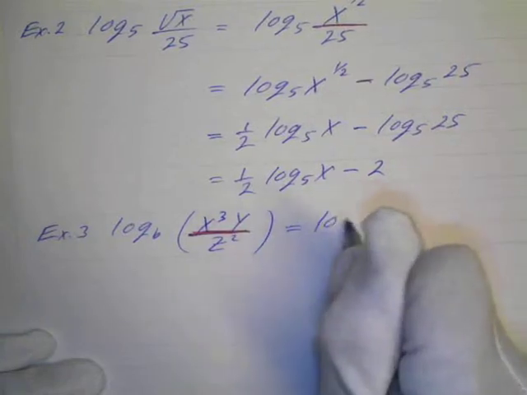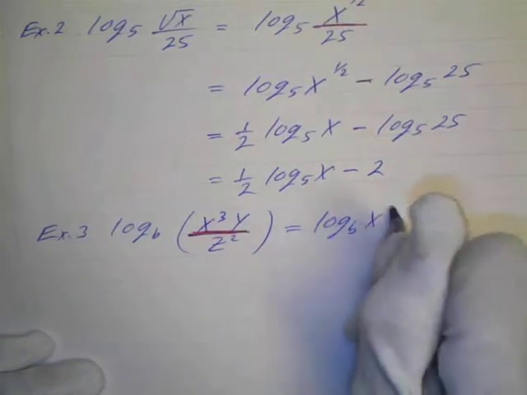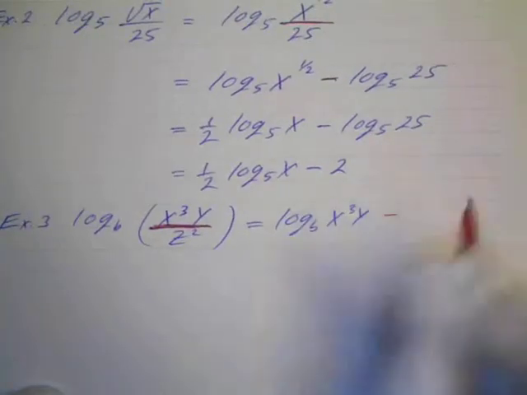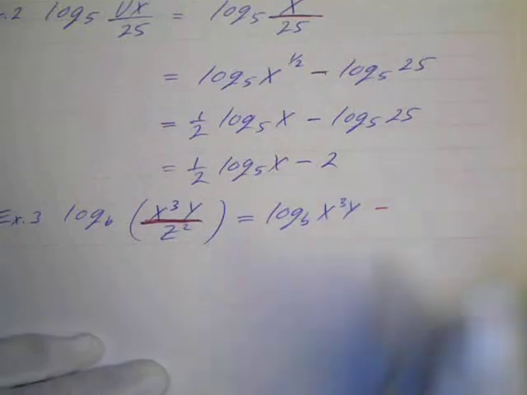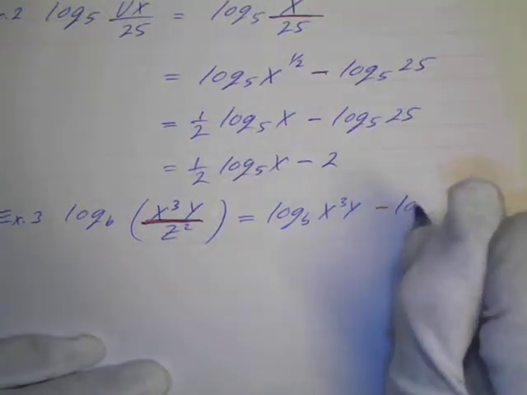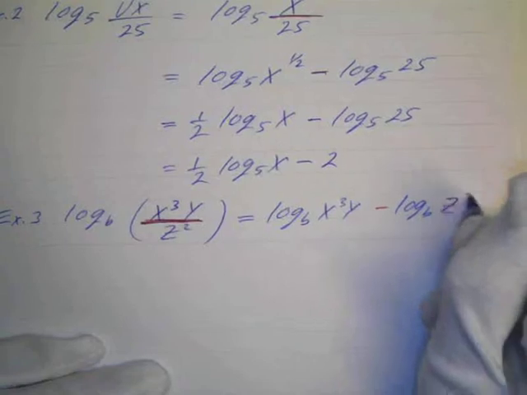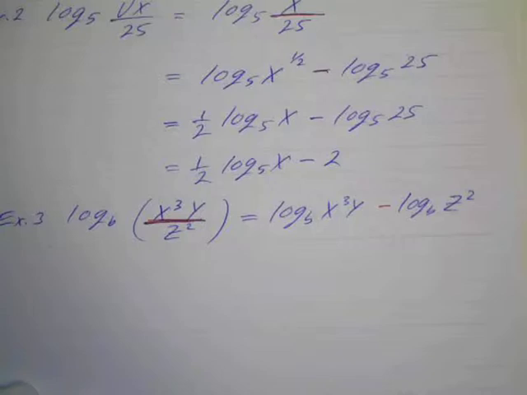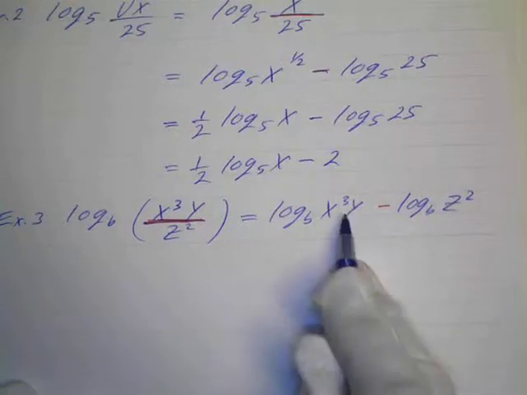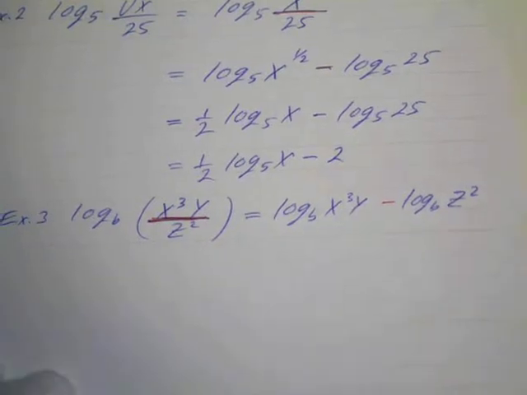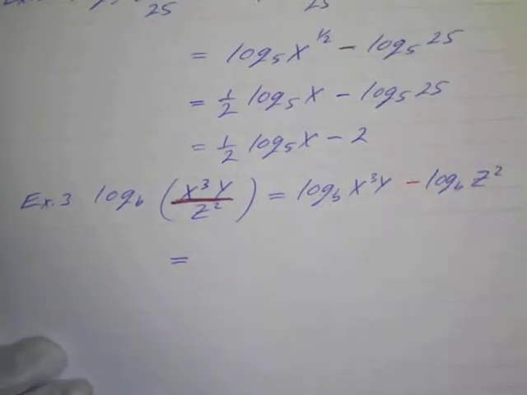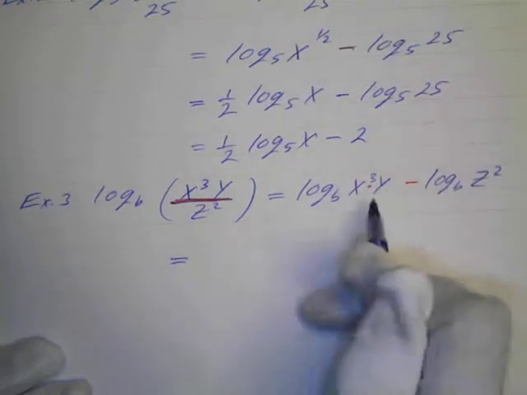I can write this as the log to the base b of x cubed times y minus the log to the base b of z squared. So the log of a quotient is the difference of the logs. All right. And we can break this up because this is a product now. So I'll write this over here. It's going to get a little bit longer. There's a product. So the log of a product is the sum of the logs.